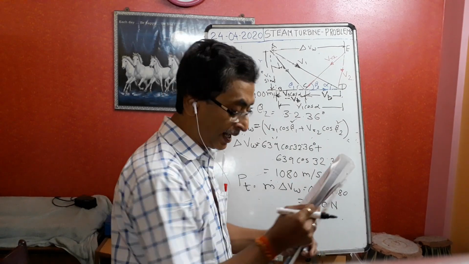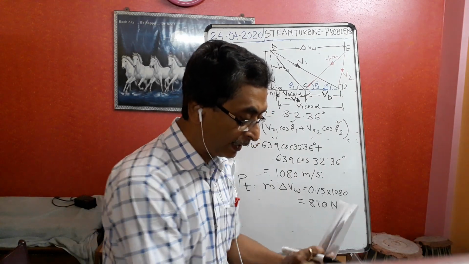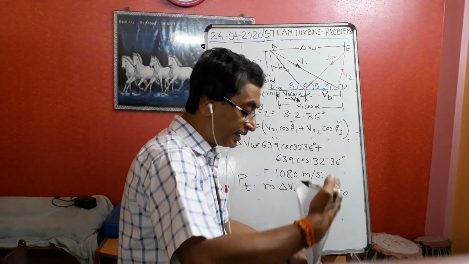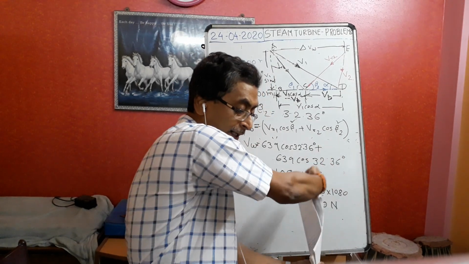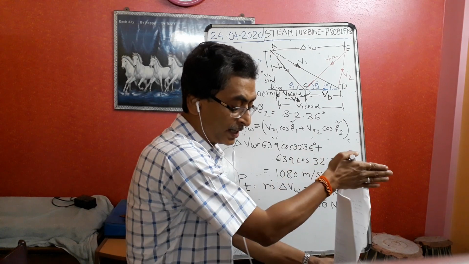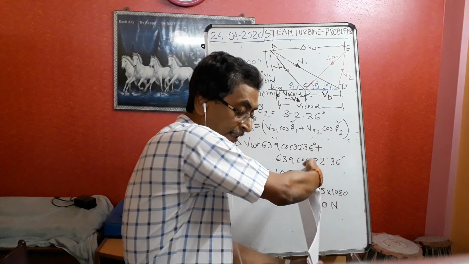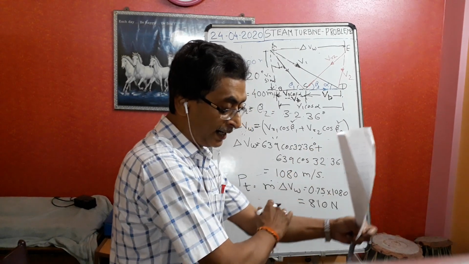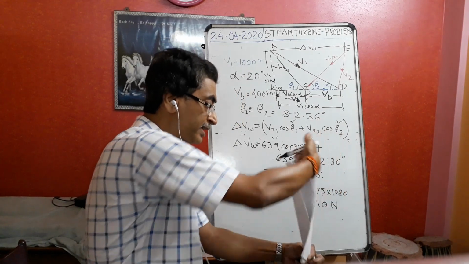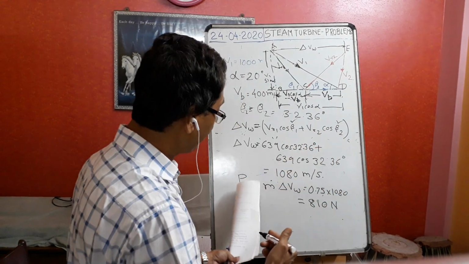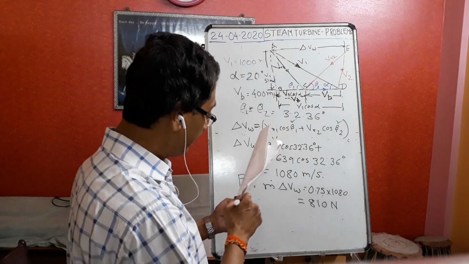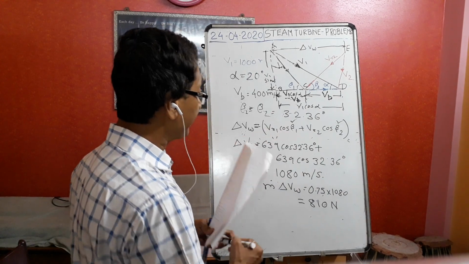Now the blade is like this. This tangential force will rotate the blades, and this is the axial force, which is unnecessary. My hand is the shaft, and this is the blades. So this tangential force will rotate them. So how much have I found? The tangential force is 810 Newton.